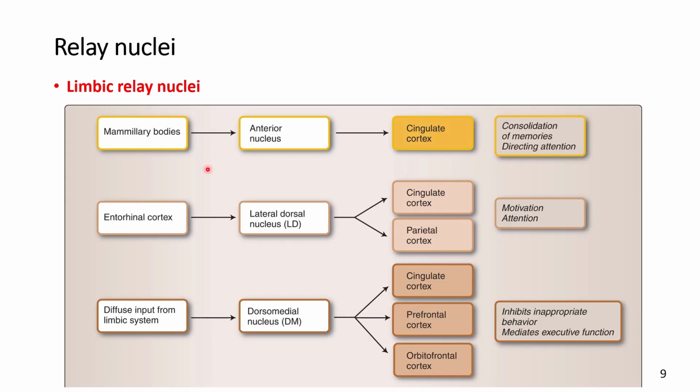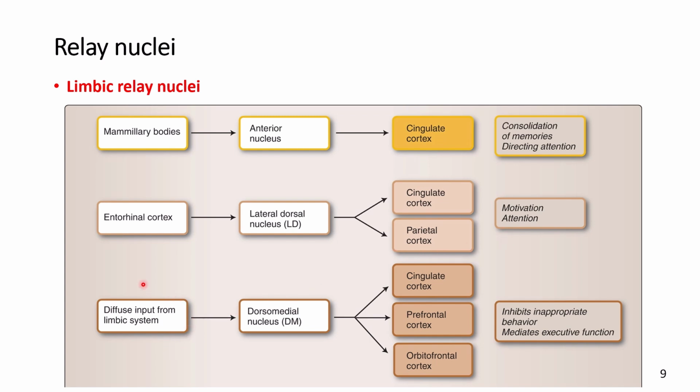So this is a good flow chart. From mammillary body, it goes to anterior nucleus through the mammillothalamic tract, and from anterior nucleus, it goes to cingulate gyrus through the internal capsule, and that is important for memory and also for attention. So cingulate gyrus has an important function for memory. From entorhinal cortex, it goes to the lateral dorsal nucleus, and from there it goes to cingulate gyrus and parietal cortex. That's for motivation, attention.